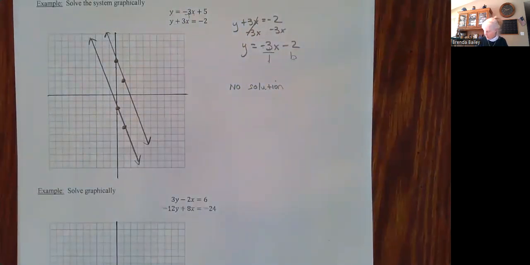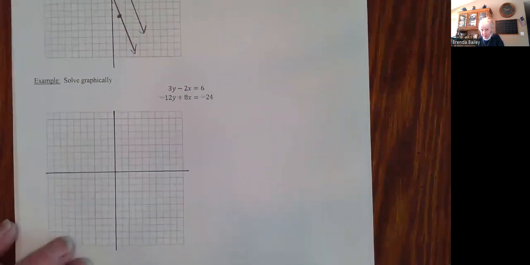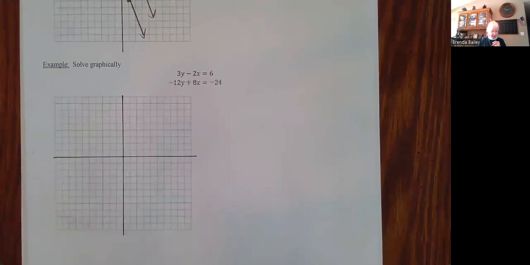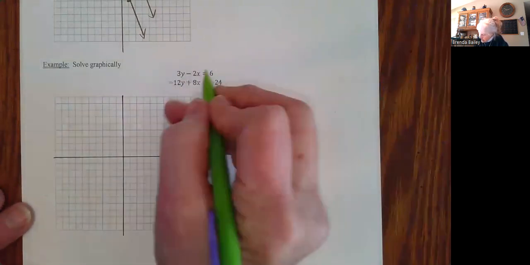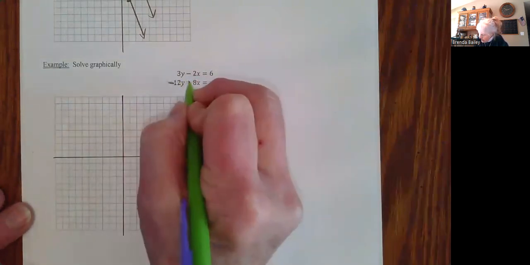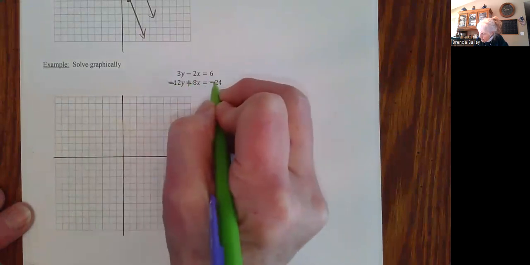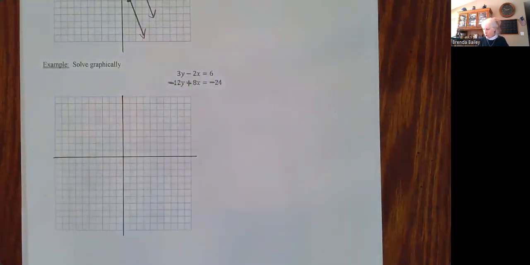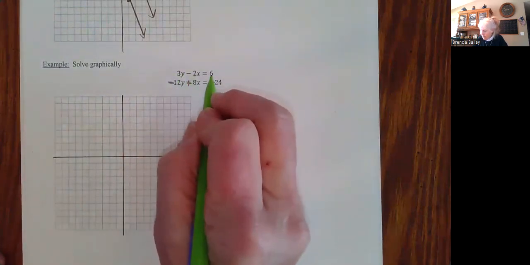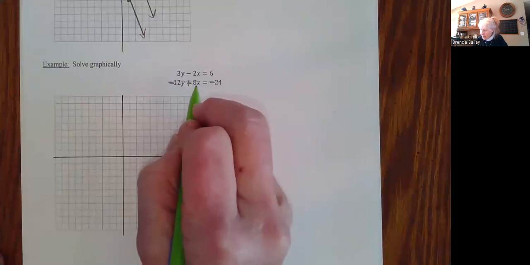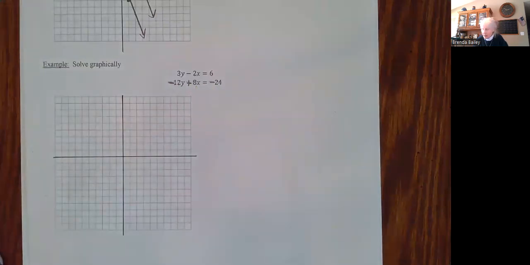All right. Let's look at the next one. Now, the next one didn't turn out real well on my printer. Maybe it'll turn out better on yours. But this right here is a minus. This is -12y plus 8x minus 24. We're going to go ahead and graph these. For both of these, I will use the x and y intercept method because 3 and -2 go into 6, and -12 and 8 go into -24. I just think it's faster.